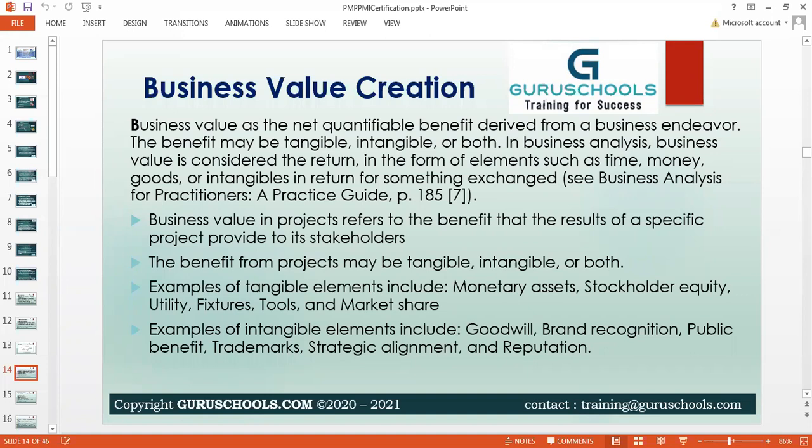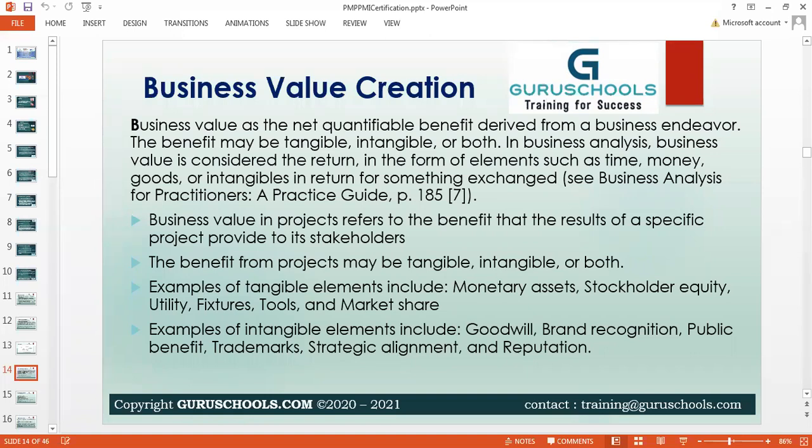Okay, let's go a step ahead. Business value in a project refers to the benefit that the results of a specific project provide to its stakeholders. So when I say I have implemented the enhanced attendance management system, the users can feel the difference. For signing a register, it used to take 2 minutes. You had to stand in a queue, and then the supervisor used to see your ID and all those things. Now you just walk in, you put your finger, you put your iris, and you are authorized to enter the premises.